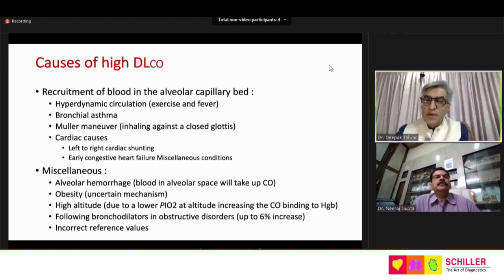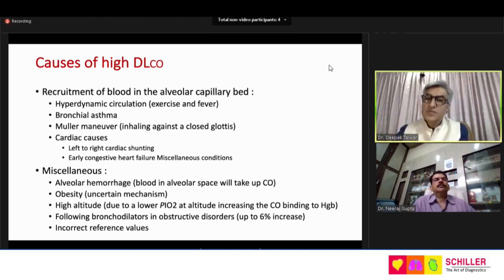Muller's maneuver, which is inhaling against a closed glottis, brings more blood into the circulation, which will be able to pick up more carbon monoxide and hence will show you high diffusion capacity. So it's not Valsalva maneuver, it is Muller's maneuver which increases it. We had given a choice of Valsalva maneuver. Actually, Valsalva maneuver is exhalation against a closed glottis, during which the intrathoracic pressures are very high. So it is going to decrease the diffusion capacity, not increase it.